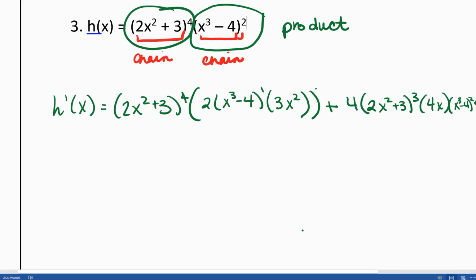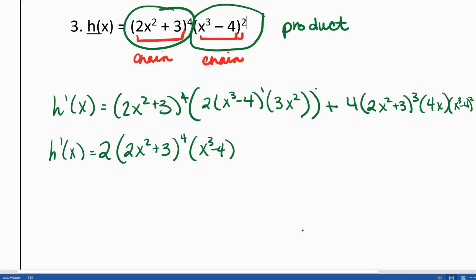So to clean this up a little bit, this first term, we can pull the 2 that's just a constant all the way on, right? This is 2 times 2x squared plus 3 to the 4th times x cubed minus 4. Oh, we could actually multiply that 2 times this 3 that's in front of the x squared. So this can become 6x squared. So that 3x got multiplied by that 2.